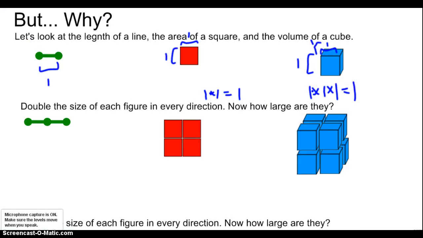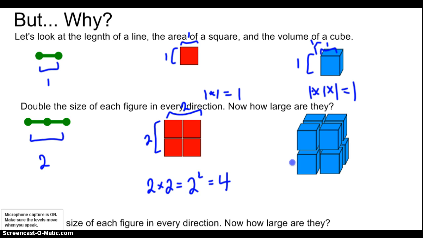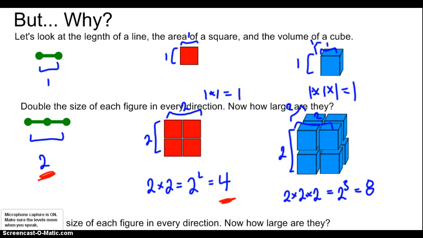However, when we double the size of each figure, something strange happens. The length becomes 2. But now that this is 2 by 2, or 2 times 2, also called 2 squared, the area is now 4. What about volume? Well, it's now 2 by 2 by 2, which is 2 times 2 times 2 for the volume, or 2 cubed, which is now 8. So now, even though we just doubled the length of the sides, the area went up by 4, and the volume went up 8 times.